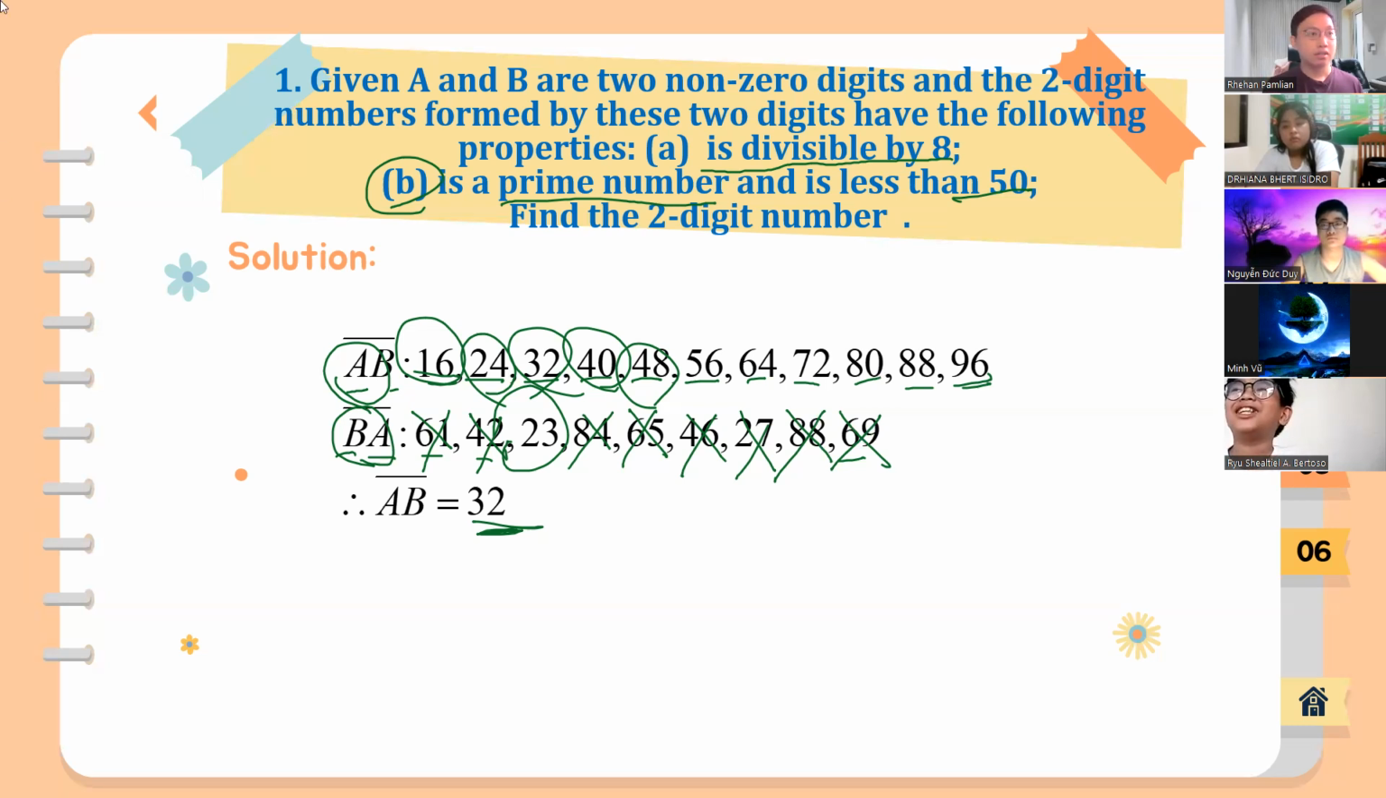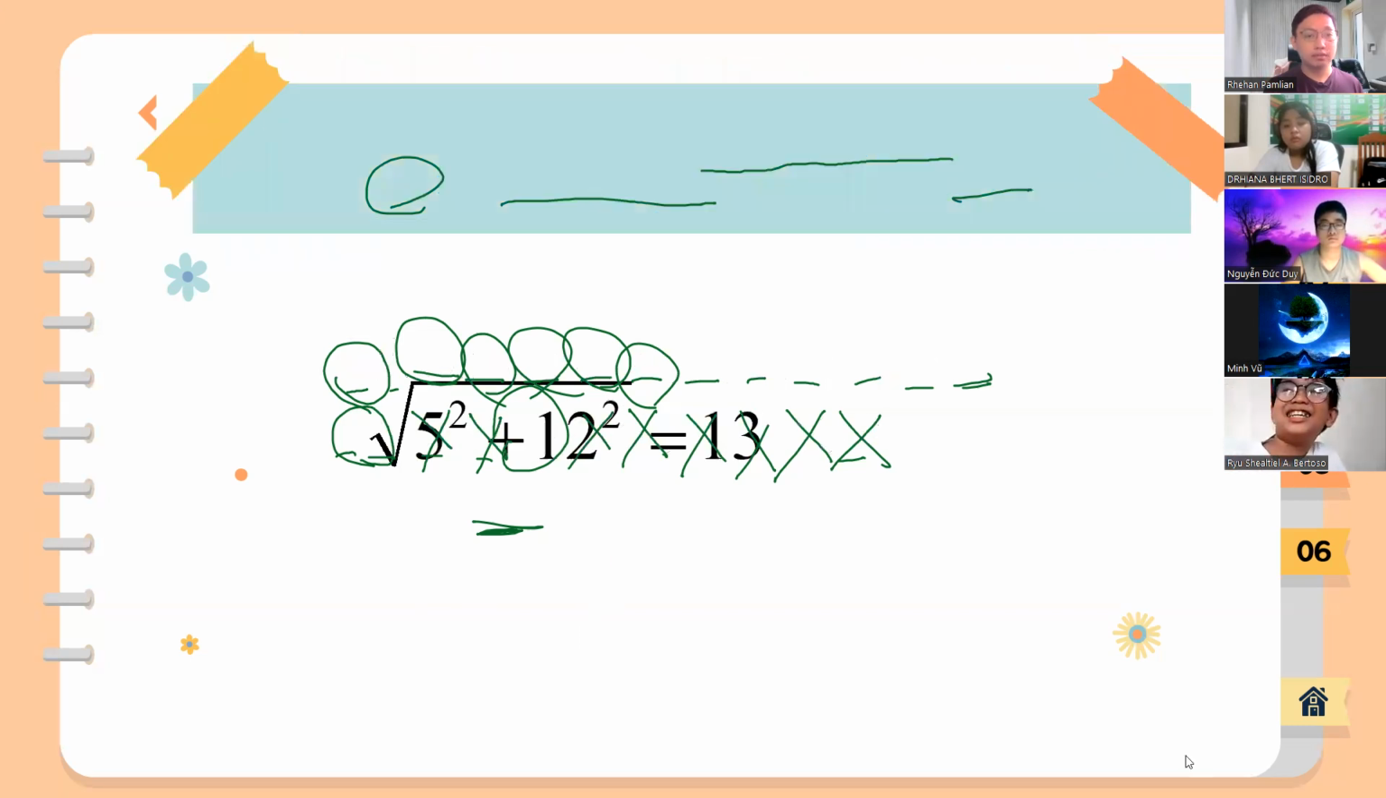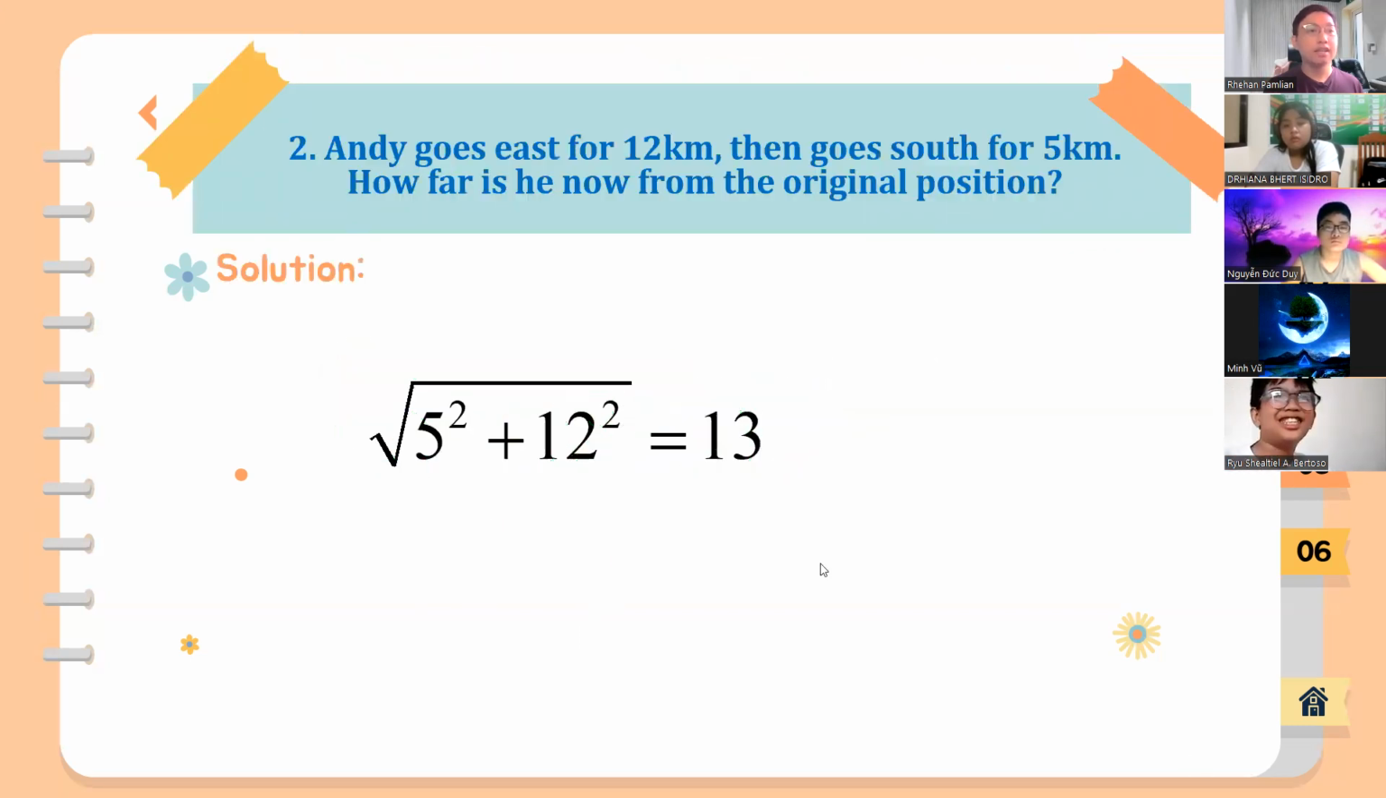Okay, the next question is: Andy goes east for 12 kilometers, then goes south for 5 kilometers. How far is he now from the original position? The solution to this problem is very easy. You just have to know the Pythagorean theorem. Why is it the Pythagorean theorem? It is because of the directions.